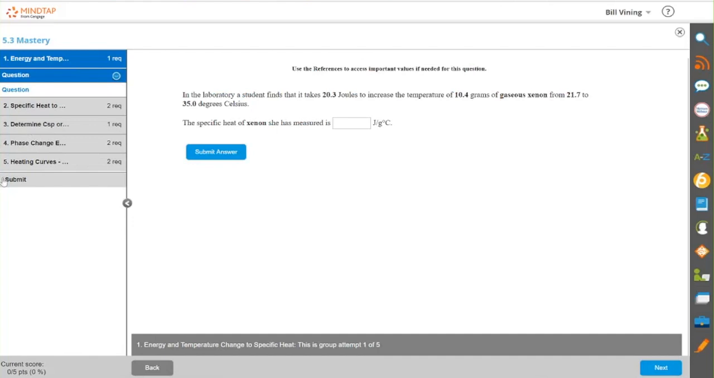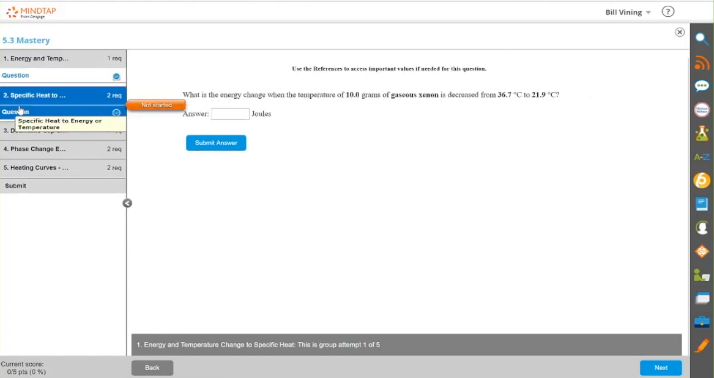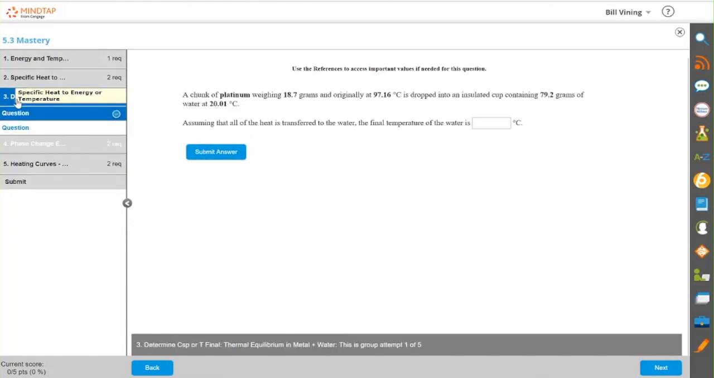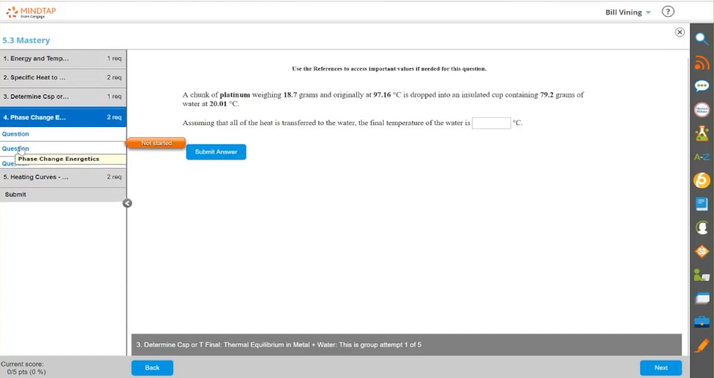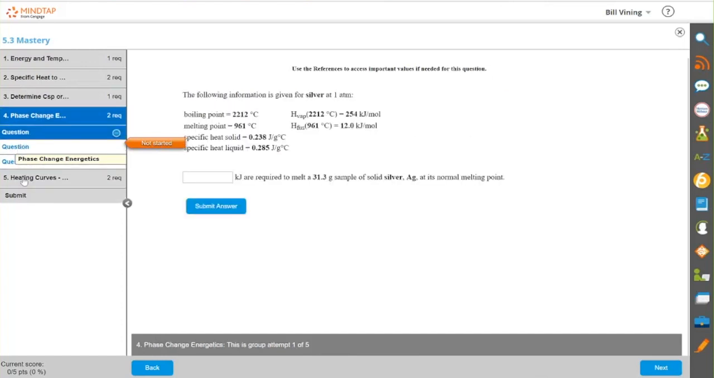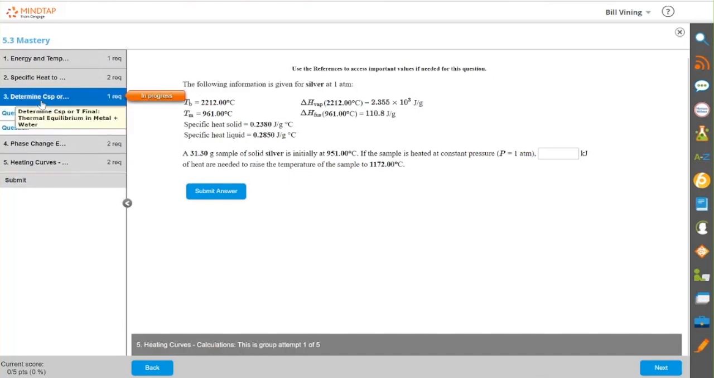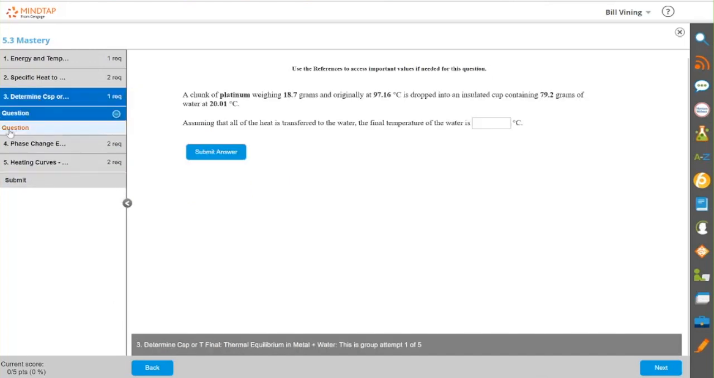So the first one is energy and temperature change. The next one is specific heat capacity, specific heat to changes in temperature. Next one is determining either heat capacity or the final temperature for things, and phase change energetics and heating curve energetics. And so what happens is for each of these, for example, determining heat capacity or final temperature, the students are given 2 questions, and they have to get one of them right.